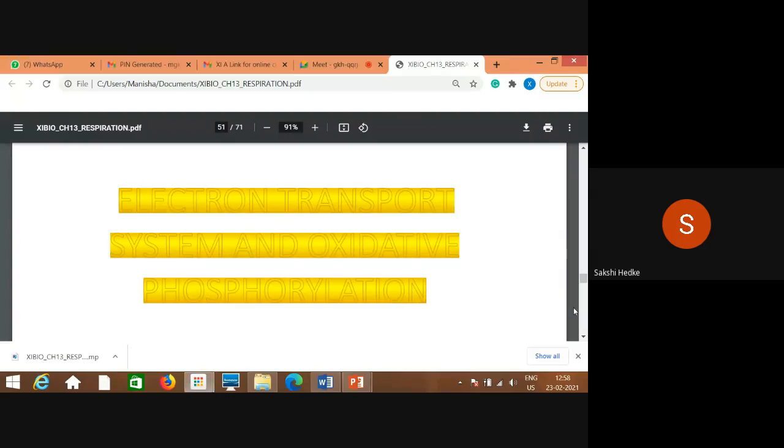Electron transport system and oxidative phosphorylation. Have you understood the meaning of electron transport system and oxidative phosphorylation? Electrons are transported with electron carriers, so it is the electron transport system, and as it is taking place, phosphorylation occurs in the presence of oxygen. Oxidation is taking place, an oxidation-reduction reaction, that is the entire process. So oxidative phosphorylation, phosphorylation is what? Addition of phosphates.